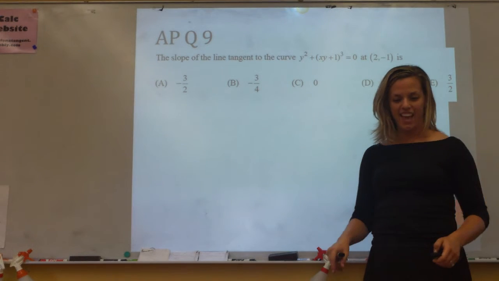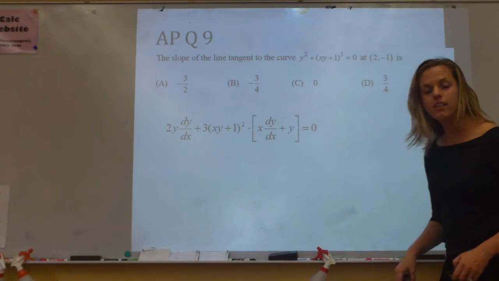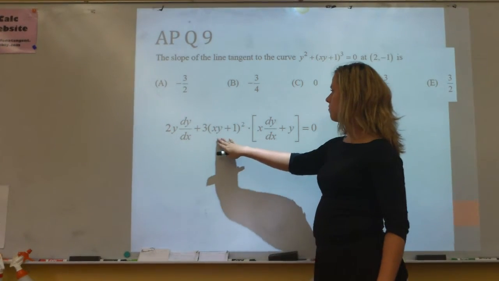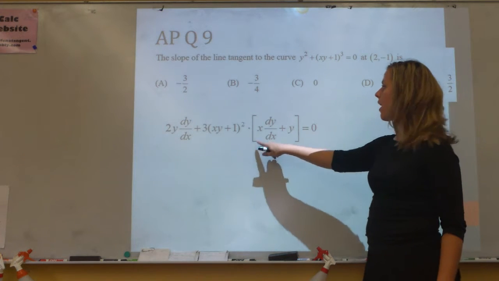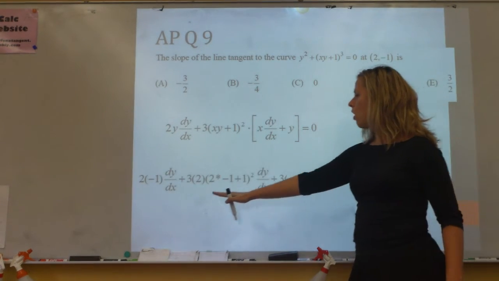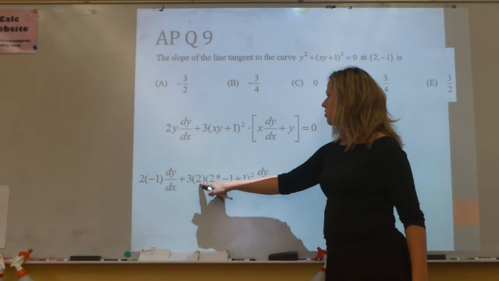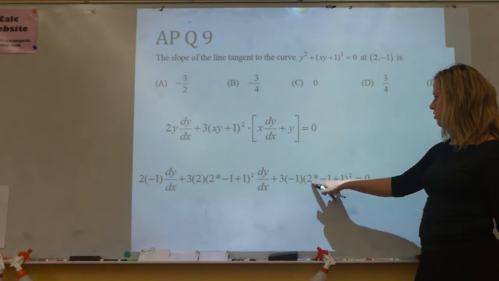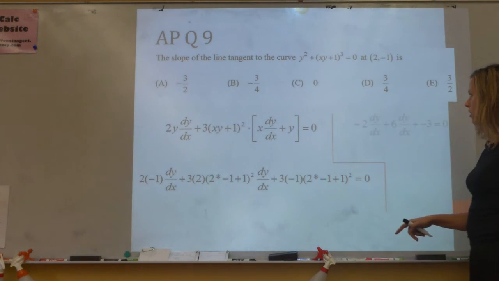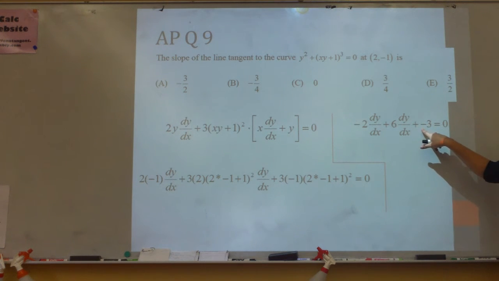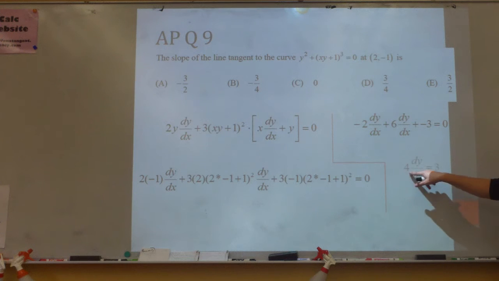And we're back. Okay, so the answer is D. If you got that, you can probably shut off the video. Good job. So this is the first derivative. Notice my use of the brackets here for multiplying by a sum. Now I substituted in right here. Wow, it's so long. It's 3 times (2 times -1 plus 1) squared, times ... It ends up being -2 dy/dx plus 6 dy/dx plus -3 equals 0. So that's 4 dy/dx equals 3, dy/dx equals 3/4.